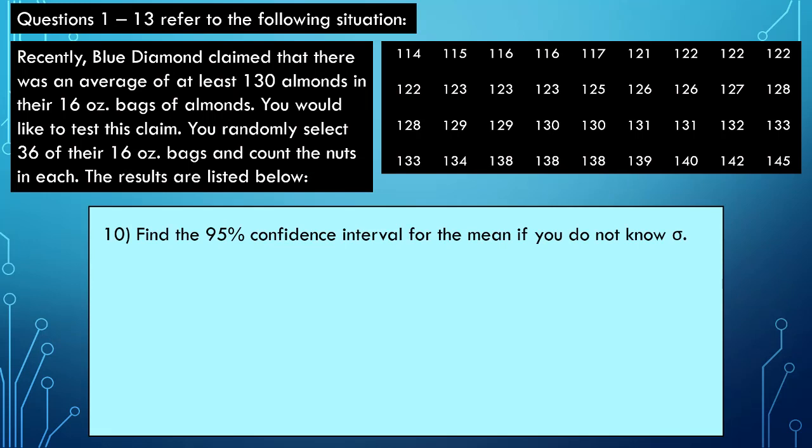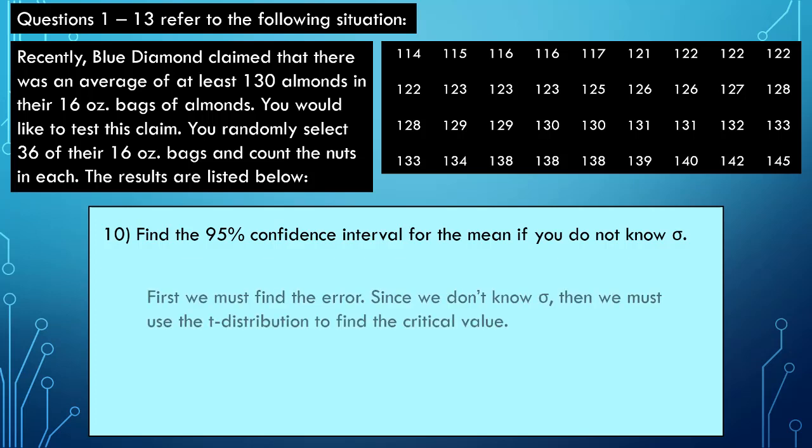Question number 10. Find the 95% confidence interval for the mean if you don't know sigma. Well, if we don't know sigma, then that means we have to use a t-distribution to find the critical values. If we knew sigma, then we would use the normal distribution to find the critical values. So, to be able to use the t-distribution, we need to know a few things.